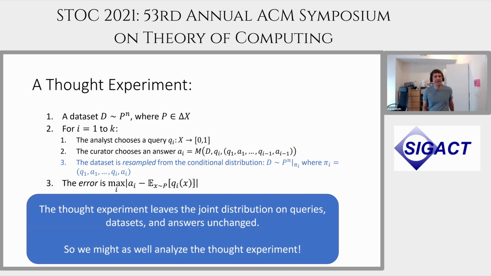And the observation is that this thought experiment leaves the joint distribution on queries, data sets, and answers unchanged, right? As a general rule, you can always imagine resampling any random quantity from its conditional distribution, conditional on everything. And so things like accuracy are properties of this joint distribution. And so we might as well proceed by analyzing this thought experiment instead of the original experiment.